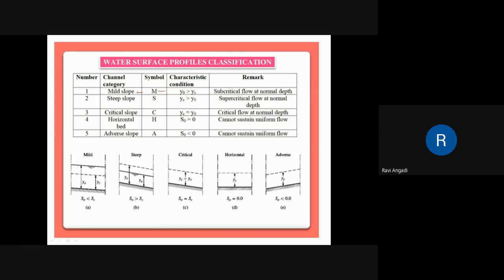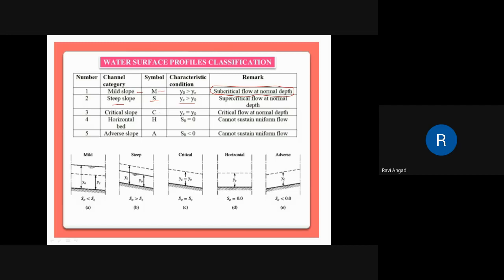Characteristic condition is what? Y should be greater than Yc. And what type of flow does the mild slope give? Subcritical flow, because the depth of flow is more than the critical. Subcritical flow at the normal depth. Then suppose steep slope. What is the symbol? S. What is the condition? Yc should be greater than Y. What kind of flow do you get? Supercritical flow.